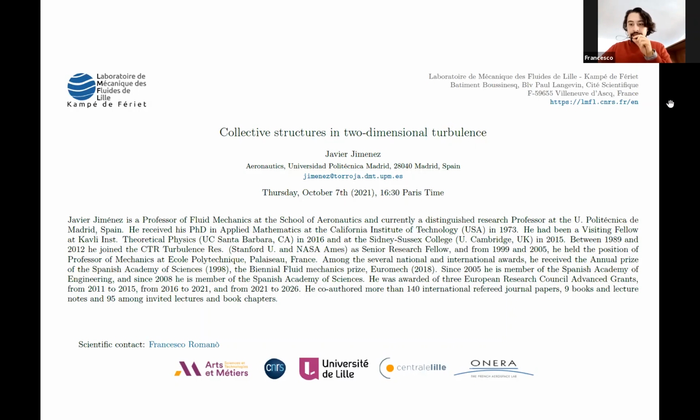So the speaker of today is Javier Jimenez. He's a professor of fluid mechanics at the School of Aeronautics, and he is currently a distinguished research professor at Universidad Politécnica de Madrid in Spain. He received his PhD in applied mathematics at Caltech in 1973. He had been a visiting fellow at the Kavli Institute of Theoretical Physics in 2016 and at Sidney Sussex College in 2015. Between 1989 and 2012, he joined the CTR Turbulence Research Center at Stanford University as a senior research fellow.